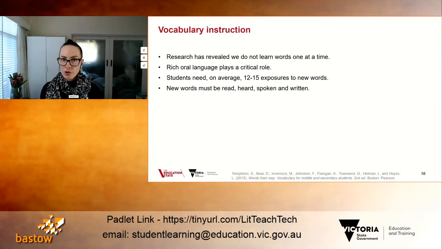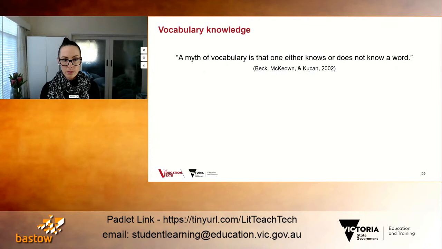And then if you have a look at the third dot point, oh my goodness, have a look at this. We need, on average, 12 to 15 exposures to learn that word. Wow. Well, how does copying the definition off the board fit in with 12 to 15 exposures? Well, that's your first exposure. Now you've got to provide 11 to 14 more exposures. So I've got to think, how are we immersing our students in this vocabulary? How are we making sure they get these exposures so that they can add that word to their vocabulary and understand what it means? They need to read it, they need to hear it, they need to say it, they need to write it. So they've got to be engaging with the words as much as possible.